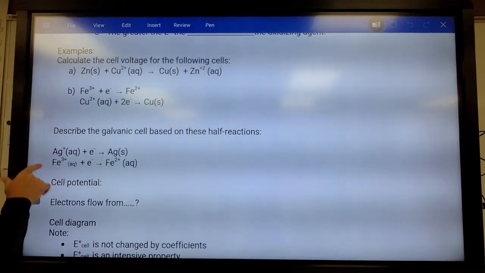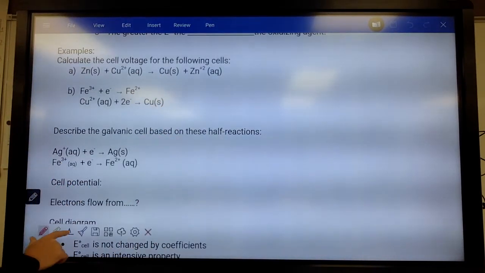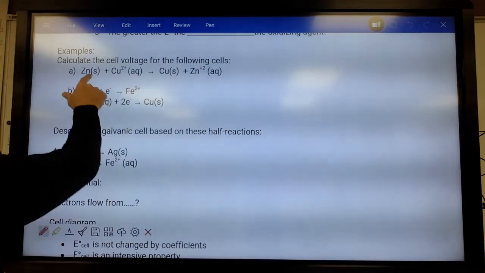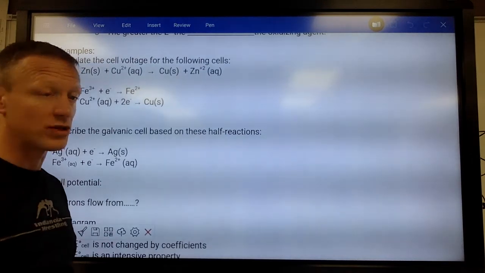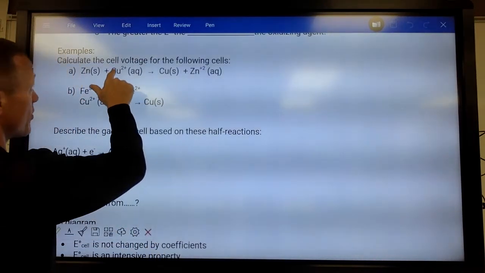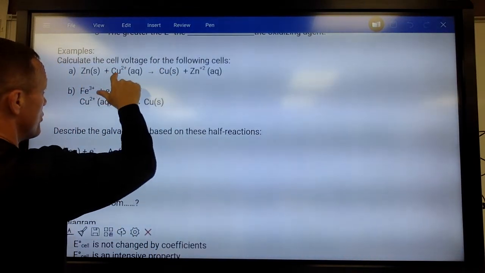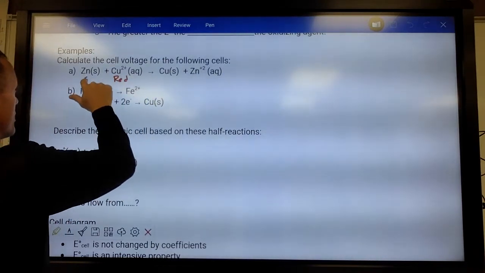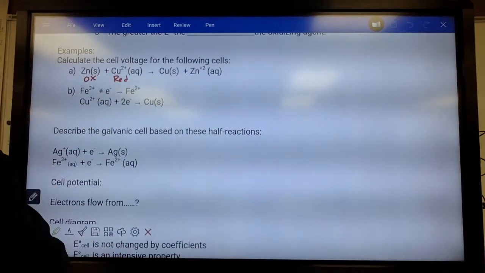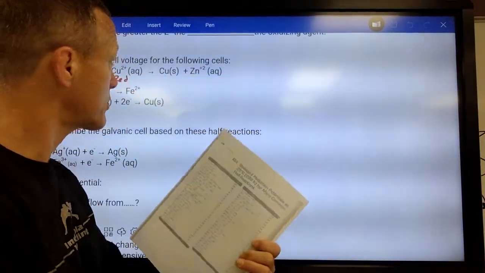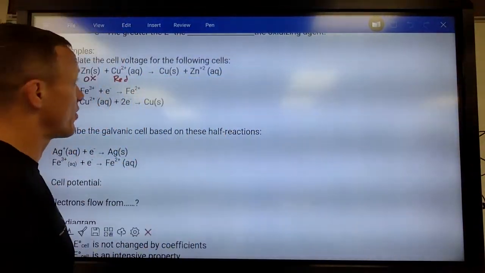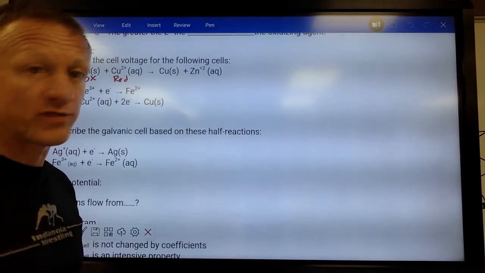Let's talk a little bit about figuring out how to do a cell voltage. So if we have this reaction going here, first of all, you got to figure out what is oxidized, what is reduced. Well, copper is going from a +2 down to a 0, so that's being reduced. And zinc is being oxidized. So you get your reduction table, and we're going to figure out the overall voltage of this cell.